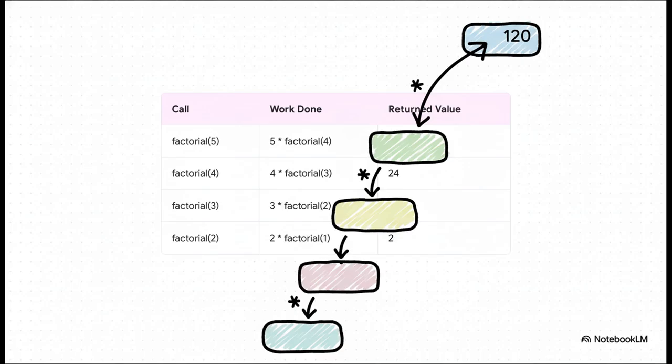This table shows you exactly how the answers get passed back up that chain. At the very bottom, factorial of 2 was just waiting for the result from factorial of 1. Once it gets that 1, it can finish its job and return 2. Now factorial of 3 has what it needs and can return 6. This process just bubbles all the way back up the call stack until the very first call, factorial of 5, can finally calculate 5 times 24 to get our final answer, 120.